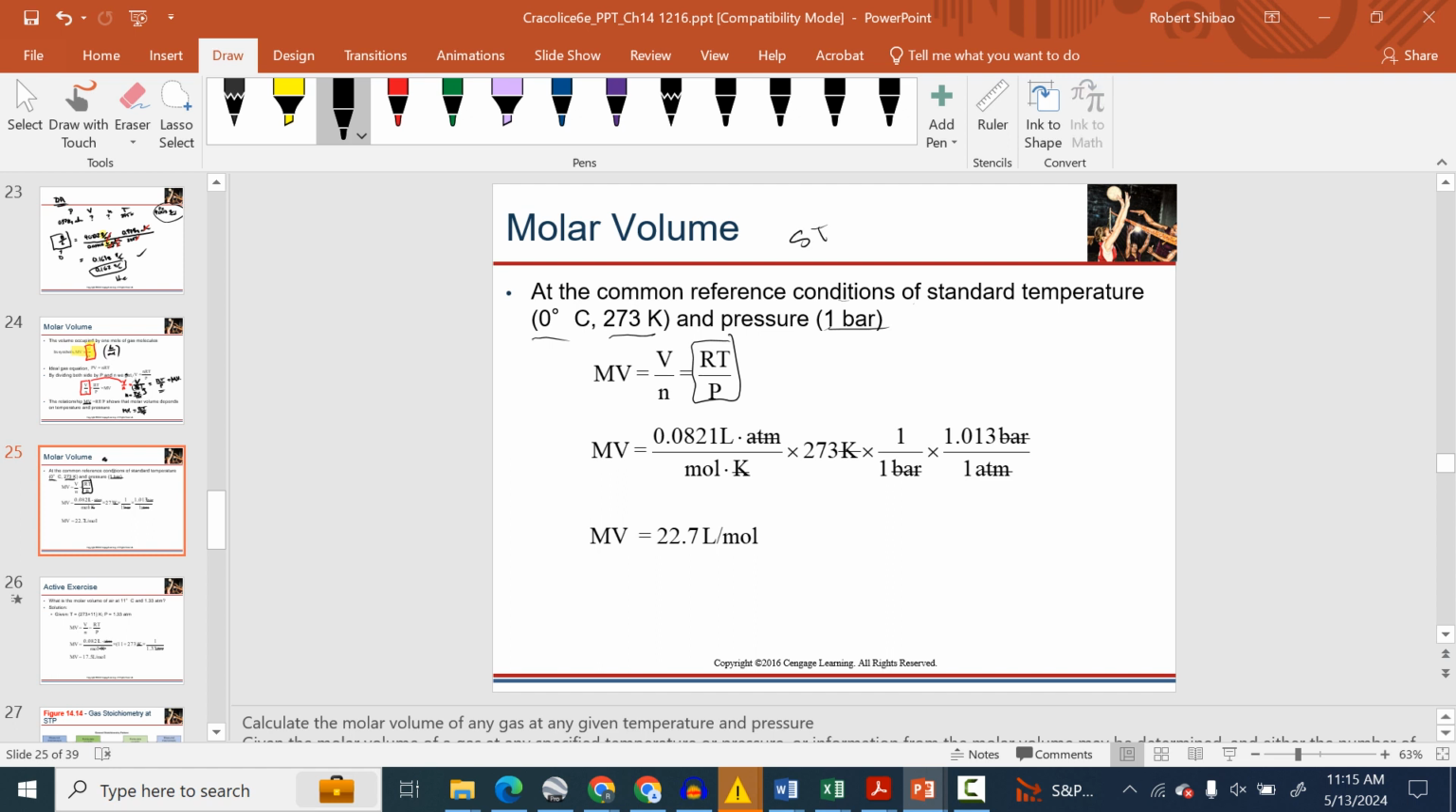This is called STP. STP stands for standard temperature and pressure. Standard temperature is 0 degrees C, or 273 Kelvin. And standard pressure is 1 bar. This is the new standard.